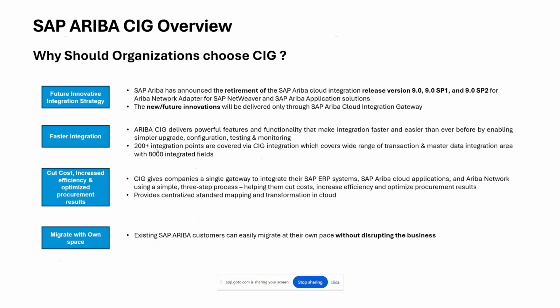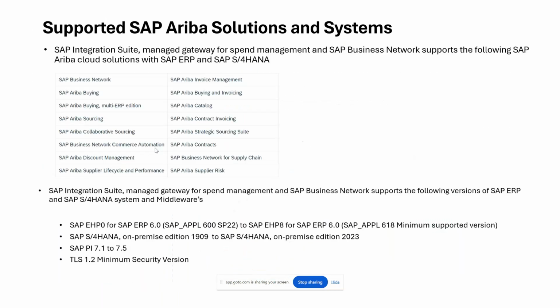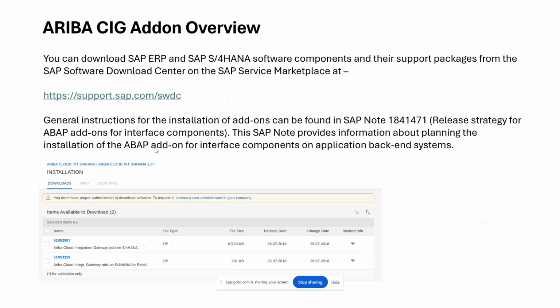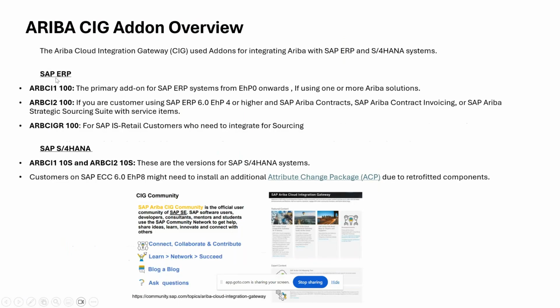I think somewhere I've shown that also. Yeah. So this tells about how to download the CIG add-on, right? If yours is S/4HANA, go to that, select the particular path, select the corresponding add-on. There can be multiple add-ons, right? You see, for SAP ERPs, which is ECC, you will have all these three add-ons. First is the primary add-on for ECC or ERPs, we call it CI1, ARB 100. So this is the primary one.